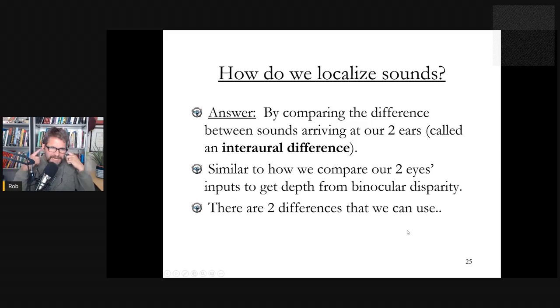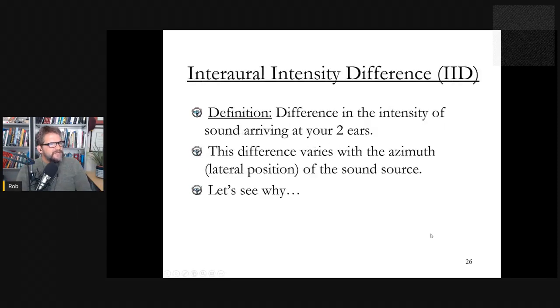Because the main way that we localize sound, so we know where a sound is coming from, is by using what's called an interaural difference. We compare what's happening in our left ear to our right ear. Because our two ears are separated on our head, we get these little differences that we can use to localize. So one of them is an intensity difference.